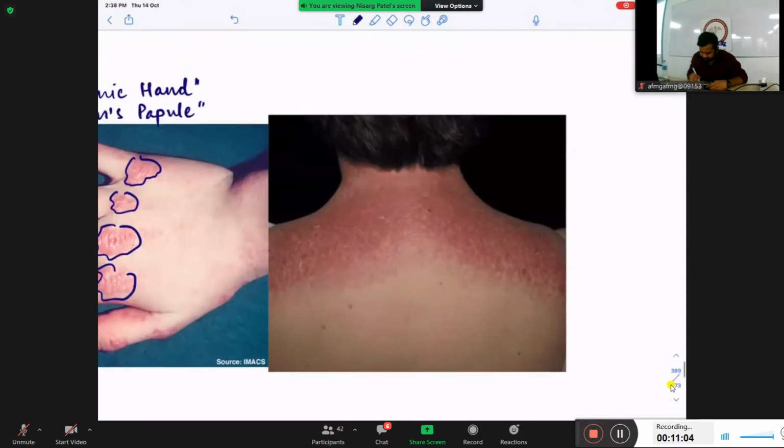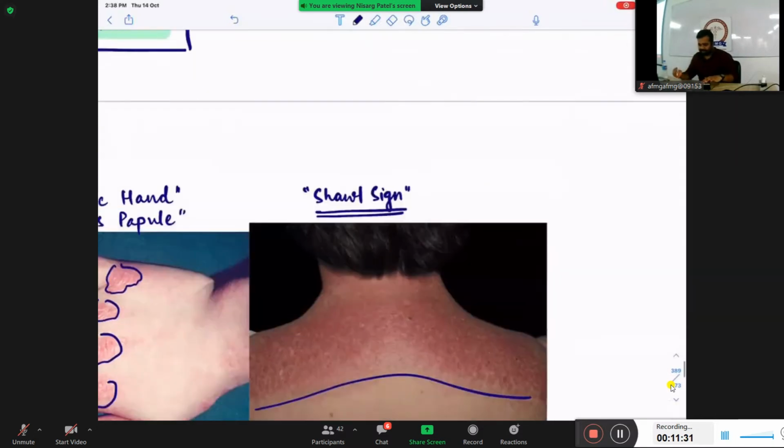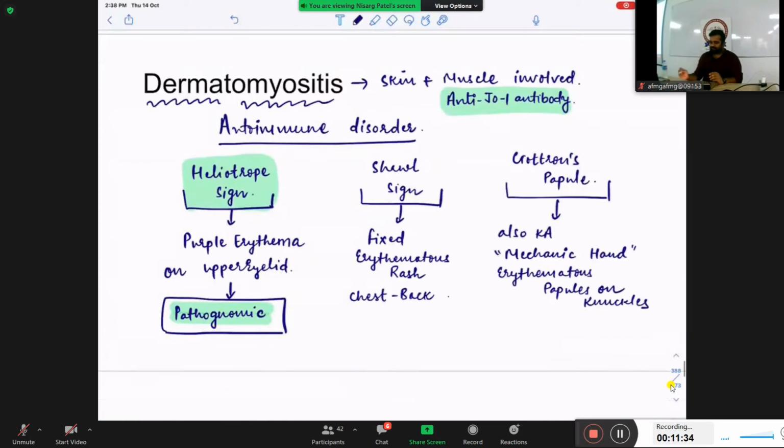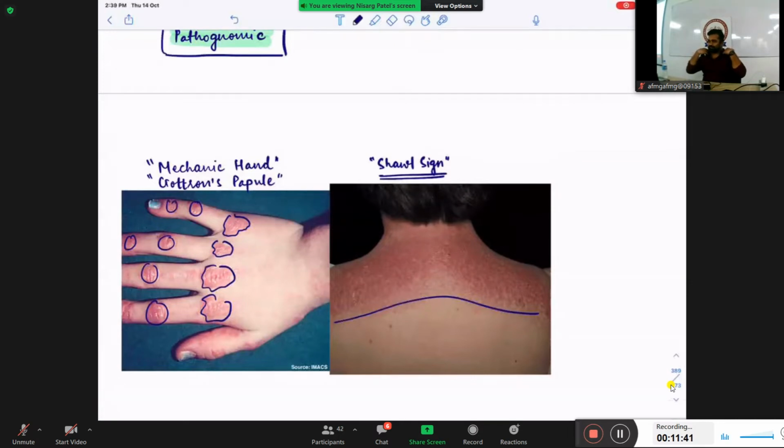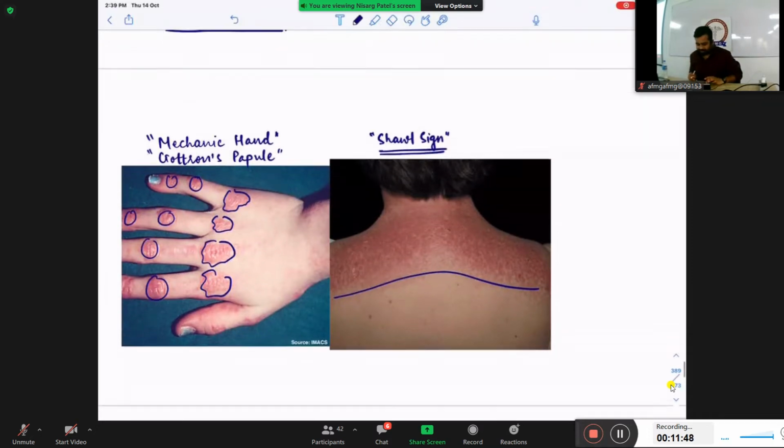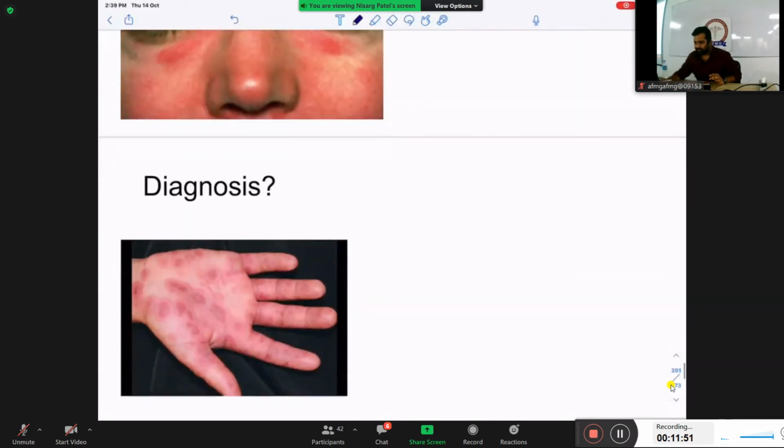In the second image, you can see the shawl sign. Why the shawl sign? It's like a female wearing a shawl, and when she goes out, she develops sunburn on the unexposed area, so this sign is known as the shawl sign. What is dermatomyositis? It is an inflammation of the skin and muscle. In this patient there is inflammation over the proximal muscle area, and because of the skin involvement there is redness, which gives the shawl sign, a sign of dermatomyositis.